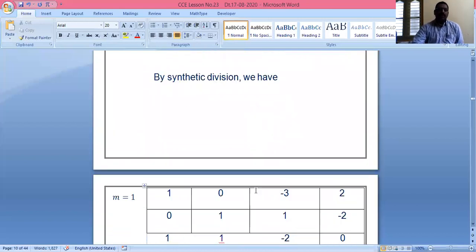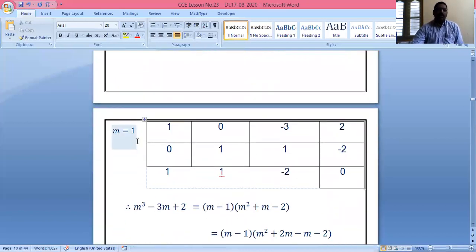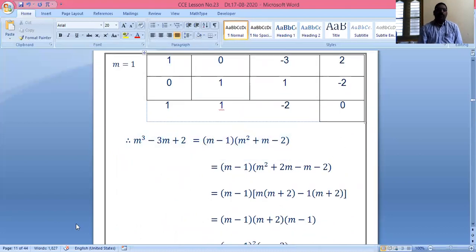By synthetic division, we have m is equal to 1, and the coefficients 1, 0, minus 3, 2. By adding, 1 plus 0 is 1, 1 into 1 is 1, 0 plus 1 is 1, again 1 into 1 is 1, minus 3 plus 1 is minus 2, minus 2 into 1 is minus 2, 2 minus 2 is 0. Therefore, m cube minus 3m plus 2 is equal to (m minus 1) into (m square plus m minus 2).